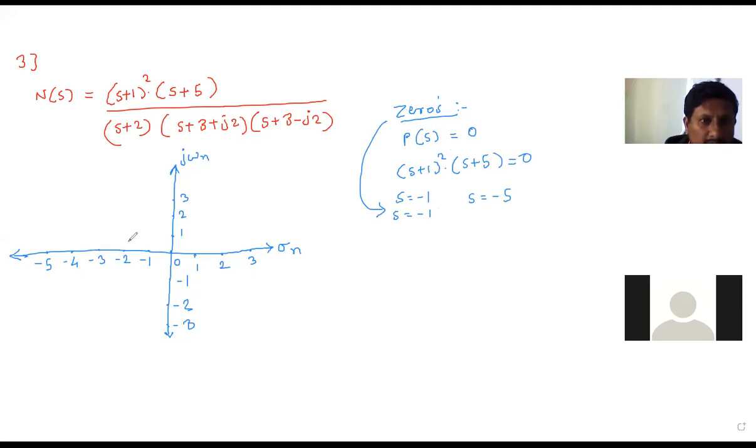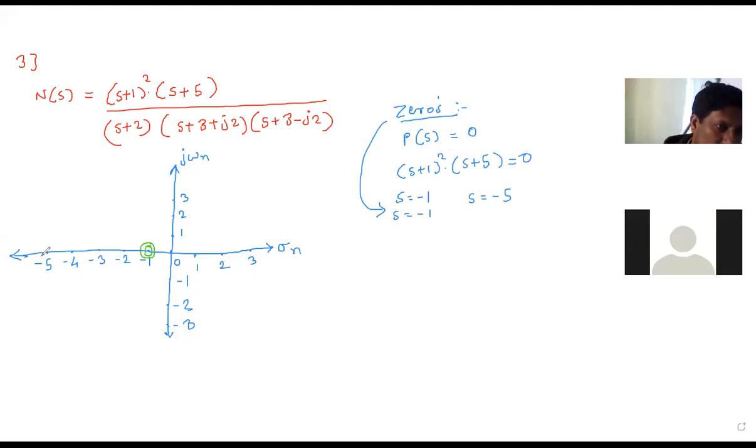So I will plot zeros at s is equal to -1. There are 2 zeros. This is the first zero, and this is the second zero, at -1. Then at s is equal to -5, one more zero is there, and you can plot it here. So total zeros are over.